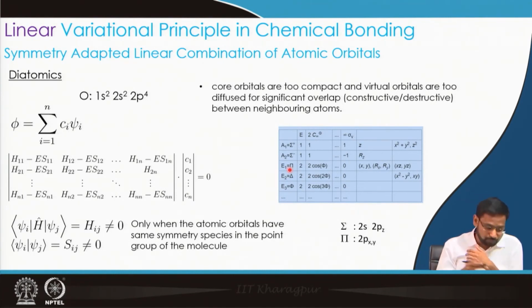Now, this statement tells me that if one orbital is of sigma symmetry and another orbital is of pi symmetry, then their overlap integral as well as the energy integrals will become 0. Now, what would that imply?